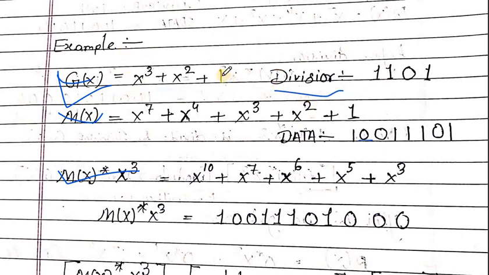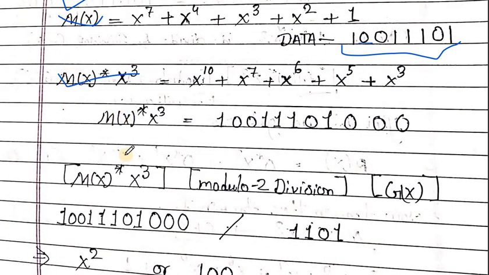This is a polynomial function, and this is its binary string. In the generator polynomial function, at degree 3 there is 1. Then for x to the power 2, and x to the power 1, which is not in here, that's why it's 0. And x to the power 0 is 1. Same as the message polynomial function, whose binary string is this.